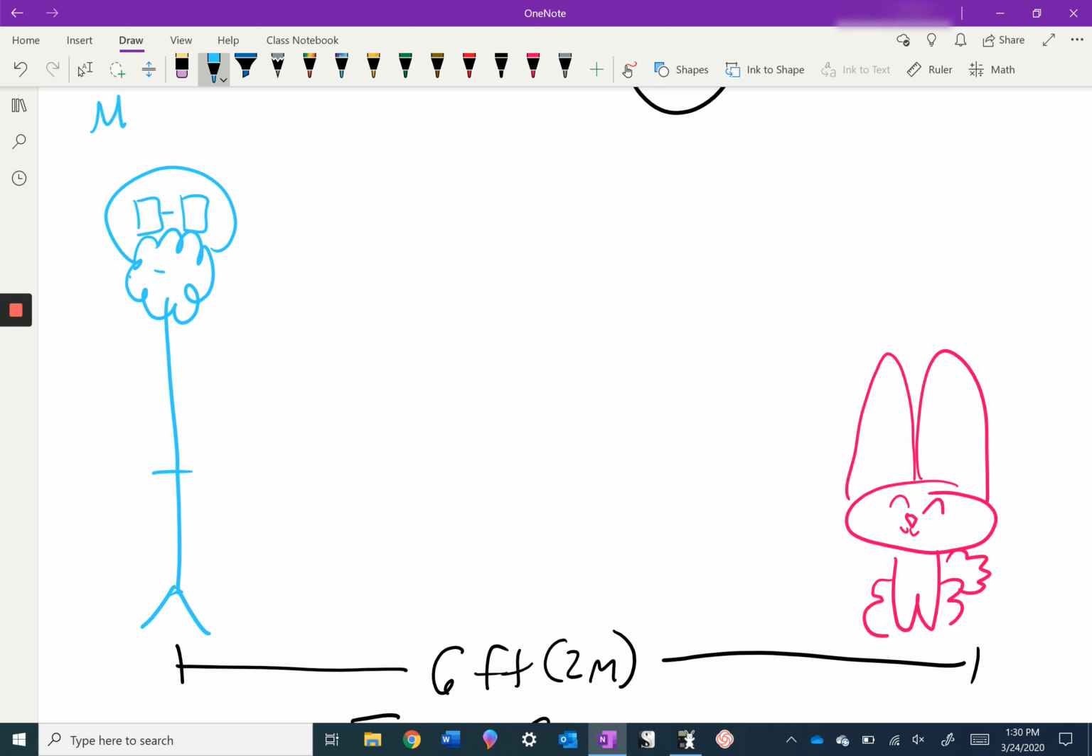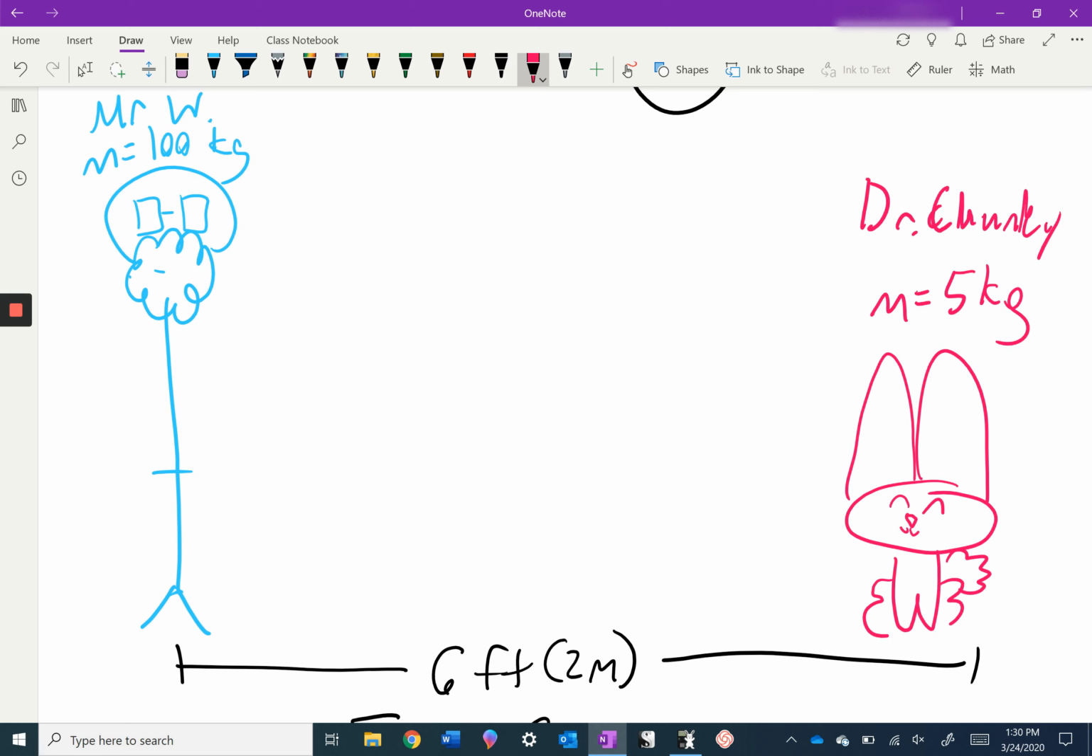So here we have Mr. W. Okay, we'll give him a mass of, I'm feeling skinny today, 100 kilos. I weigh way more than that, but y'all don't need to know that. And this is the good old Dr. Chunky. Dr. Chunky is my rabbit. Chunky has a mass of, let's say, 5 kilograms. And because of good, proper social distancing, I am staying at least 6 feet away from my rabbit at all times. Well, let's just say that.